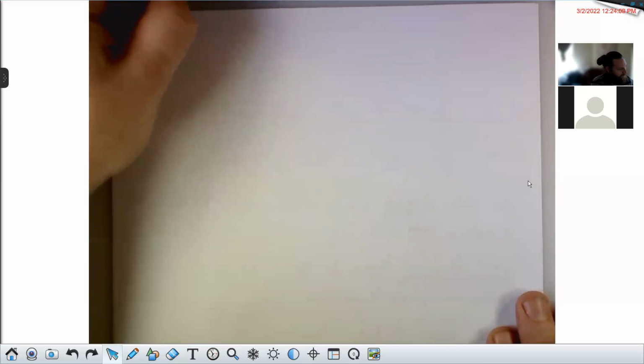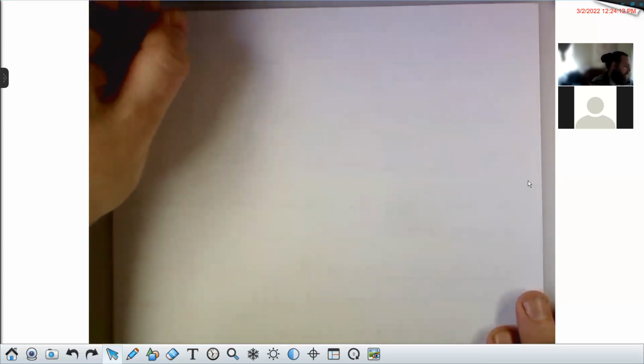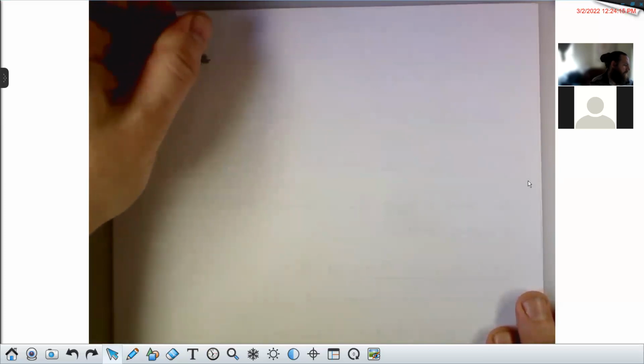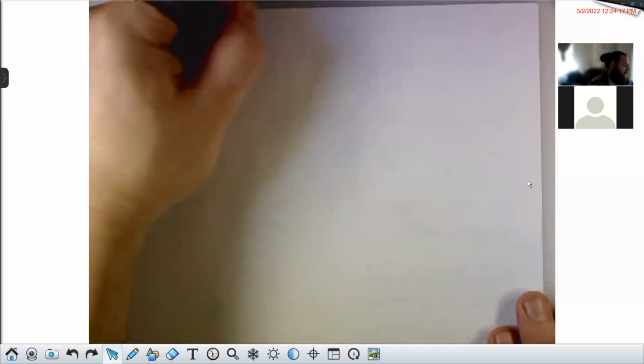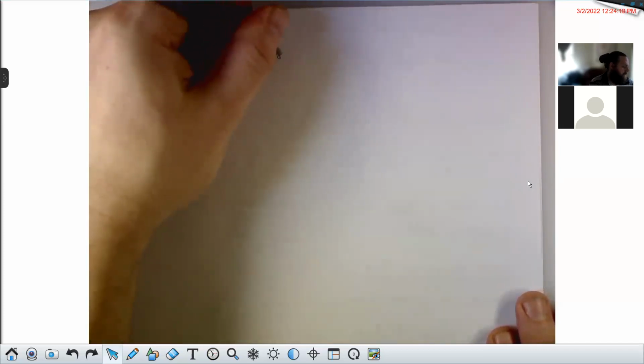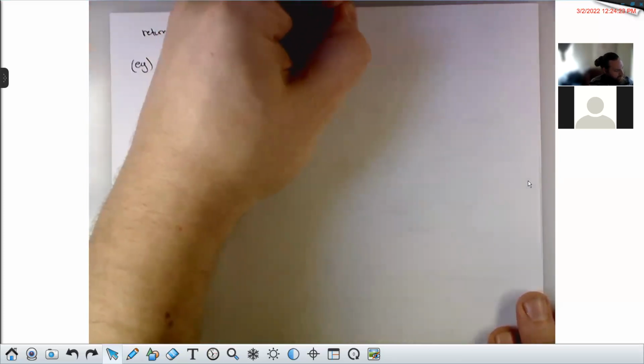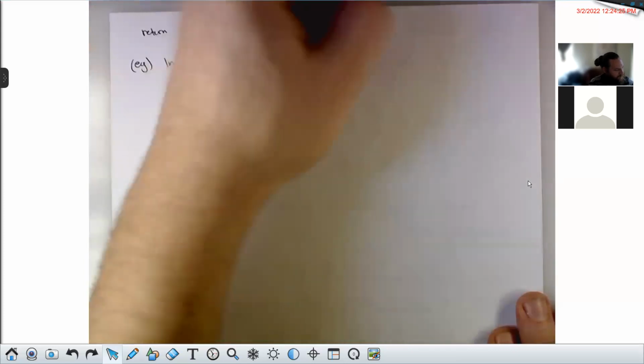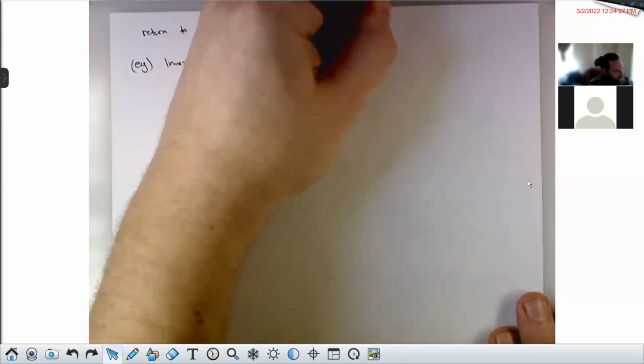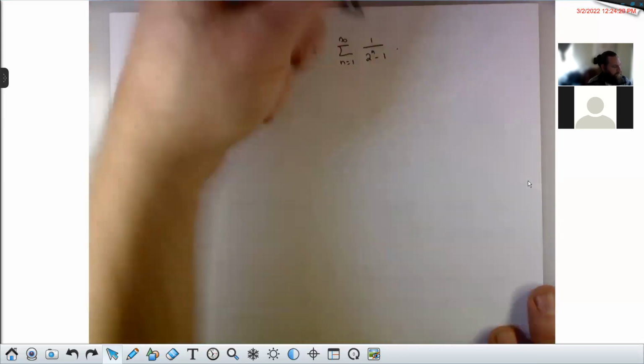So now we return to this example. Investigate convergence of sigma n from 1 to infinity, 1 over 2 to the n minus 1.